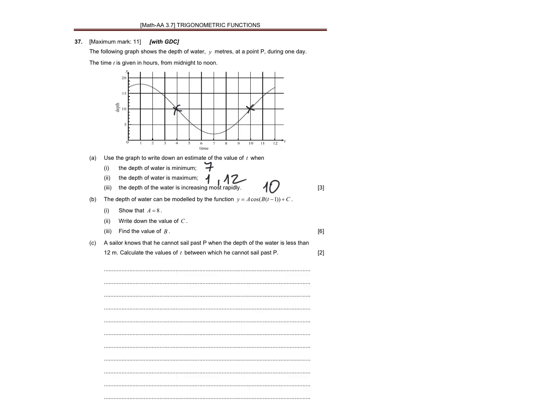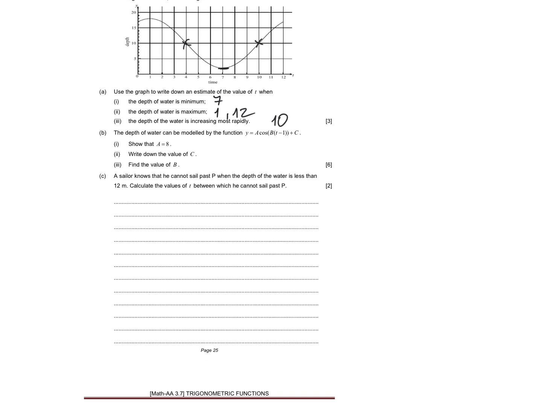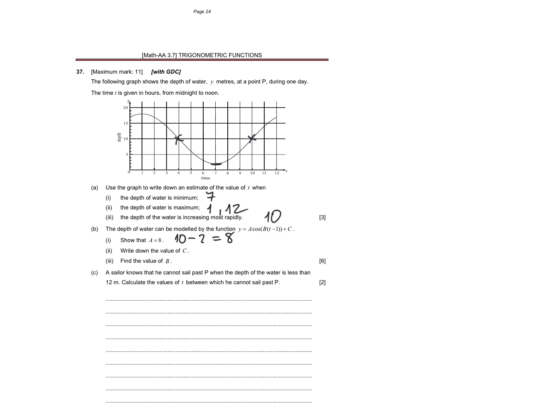All right, it can be modeled by that thing. So show A is 8. So it looks like the min here is at 2. So I suppose we can do the principal axis minus the min. And then write down the value of C. So that's 10.